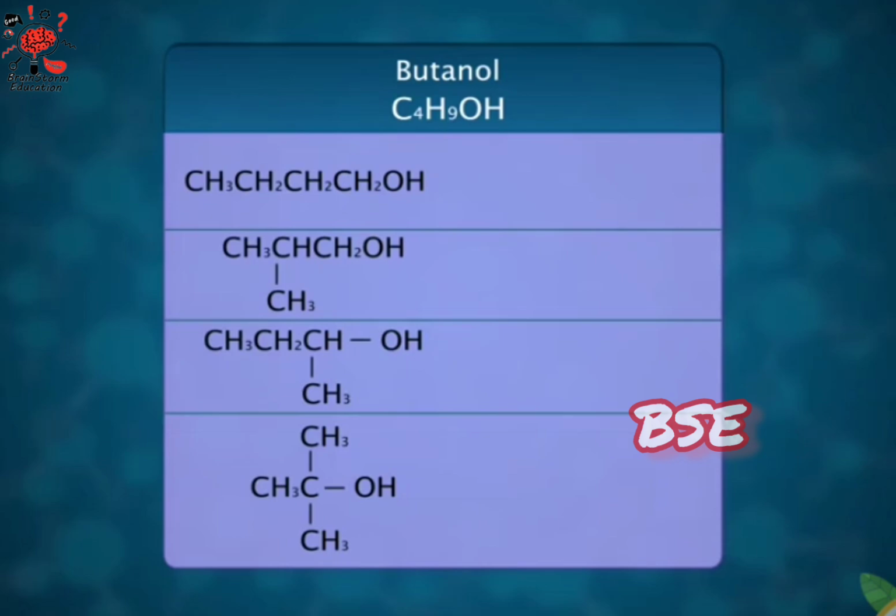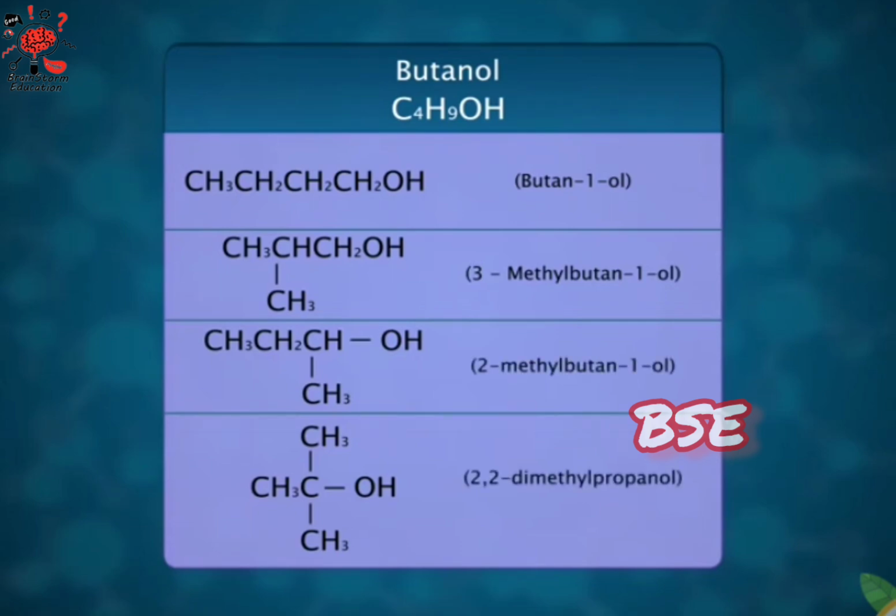The IUPAC names are butan-1-ol, 3-methyl-butan-1-ol, 2-methyl-butan-1-ol, 2,2-dimethylpropanol. All of them have different structural formulae and the same molecular formula, C4H9OH. Hence, all these compounds are called isomers of butyl alcohol.